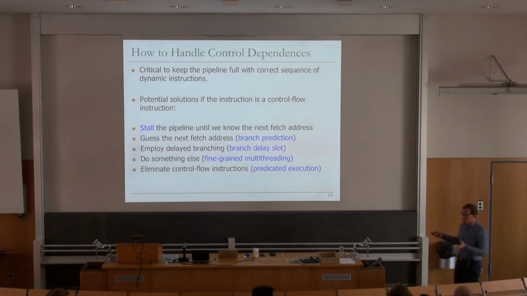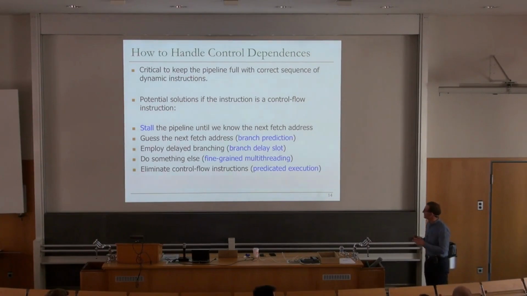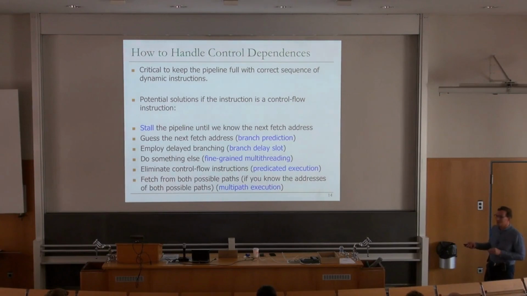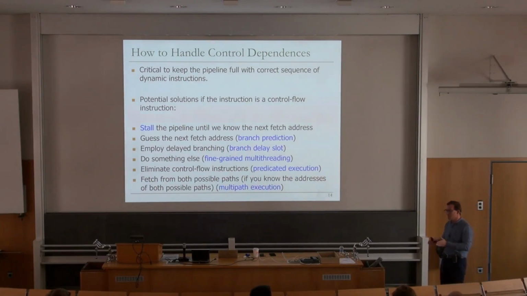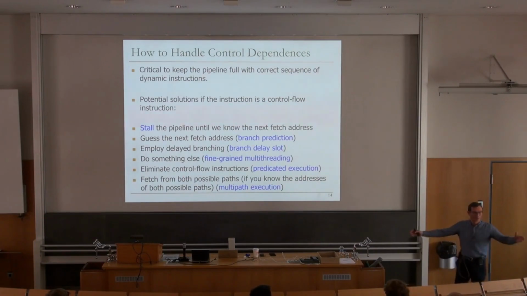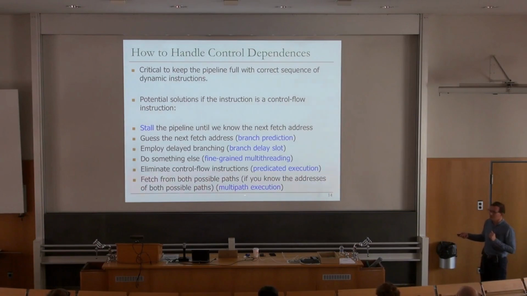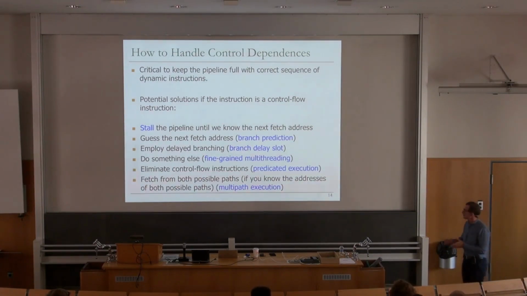And eliminating control flow instructions is a good solution also, predicated execution. We'll talk about that if you can do that. And fetch from both possible paths. As opposed to taking one path, maybe you go for both paths, right? Now you need multiple pipelines to be able to do that, so the complexity increases. This is called multi-path execution. And you could, of course, combine these different techniques as well.